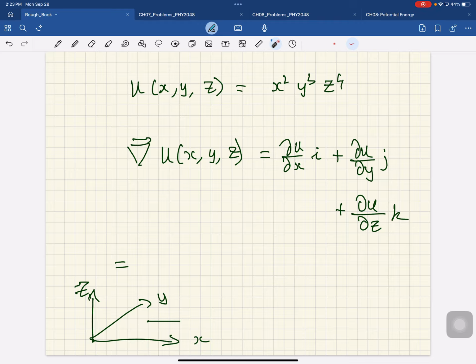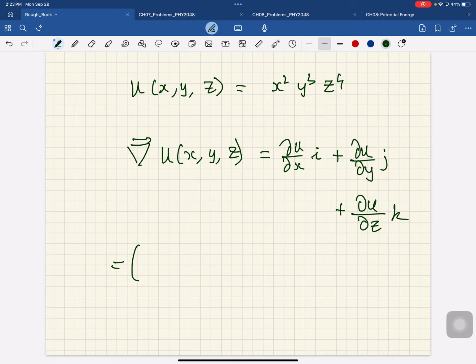How do you take these derivatives? You're treating the other variables as constant. Del u by del x just means you're taking derivative with respect to x, and the y and z are constant. So del u by del x is 2x y cubed z to the power 4 i. Who wants to help me out with del u by del y?